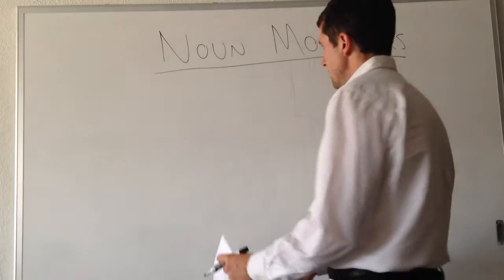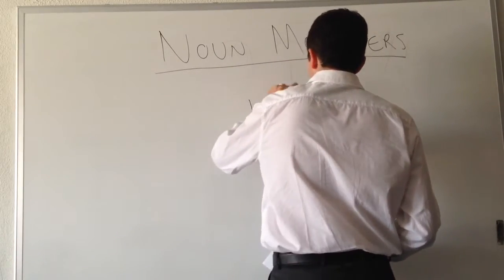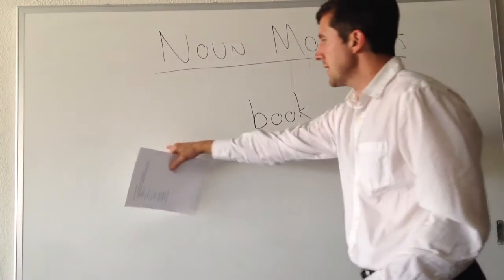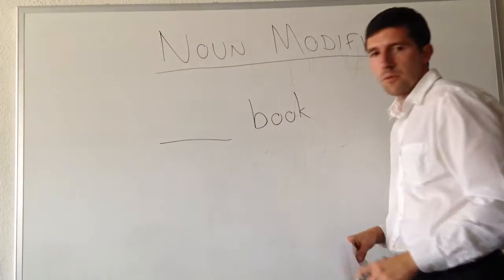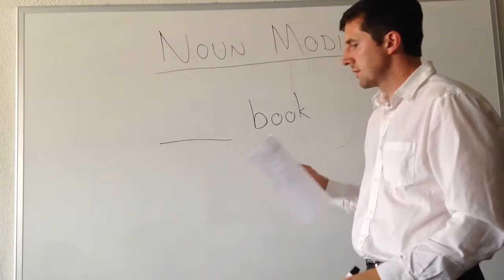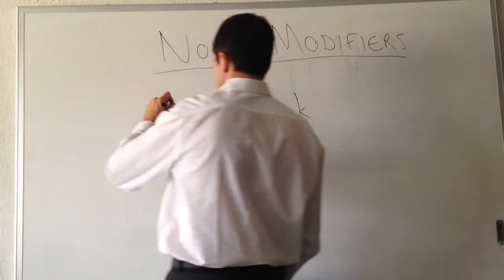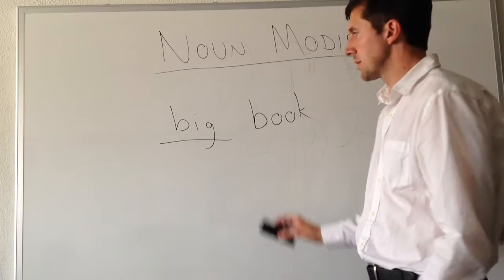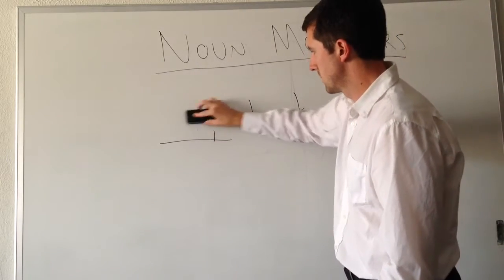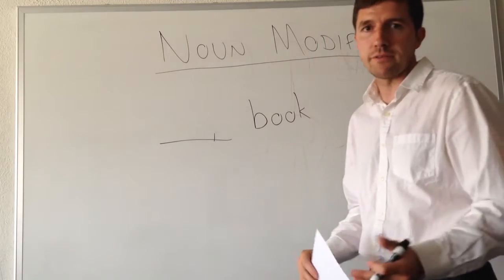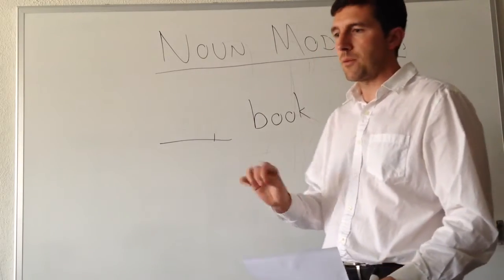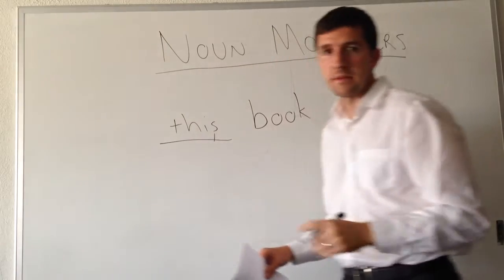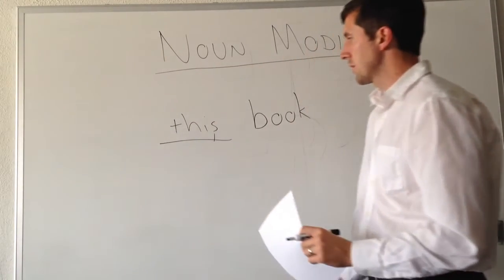So, if we have the noun book in English, there are three different types of word that we could put here to modify book. First is just a normal adjective. Big. We'd say that's a big book. The next one, a demonstrative, are the words that indicate which book. So this book, this book.